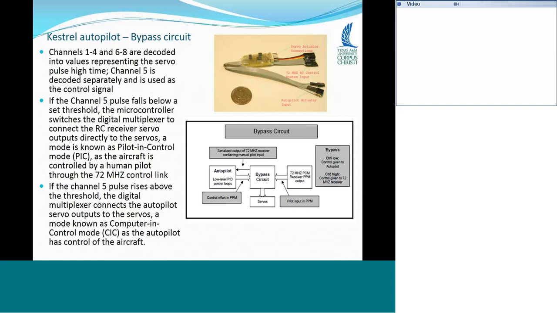Okay? But basically what's happening is the bypass circuit is sitting there watching that particular signal. If it drops low, it says, okay, forget you, autopilot, the person on the ground is flying it now. When the channel 5 pulse rises above the threshold, the digital multiplexer connects the autopilot servo outputs to the servos, a mode known as computer in control mode, as the autopilot has control of the aircraft. When that signal goes back high, it says, oh, okay, everything's fine, and goes back to letting the autopilot fly the airplane. Okay. So this bypass circuit is sitting there deciding who gets to control the airplane. And the way it decides that is by monitoring that particular channel.